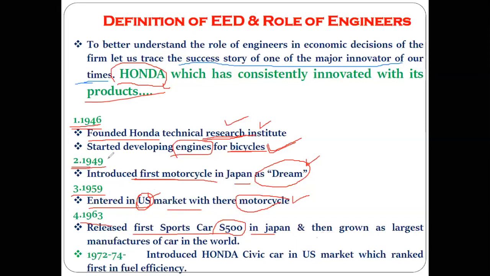And now you can see, from 1946, from developing the engine for the bicycles, the Honda company made their journey up to 1963, up to making the sports car. This is nothing but the perfect example of innovation being done by the Honda company. You are getting my point? Yes? And after launching their first sports car, they became the largest manufacturer of cars in the world. Then in 1972-74, they introduced the Honda Civic car.